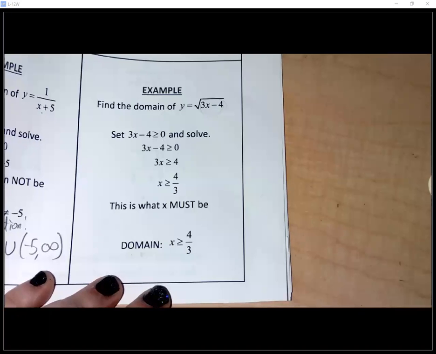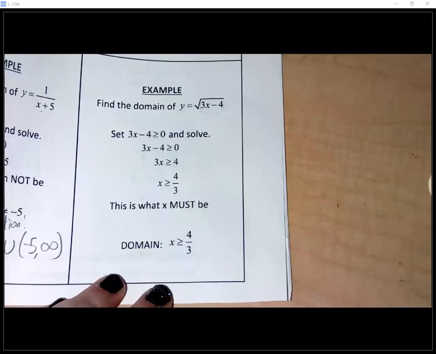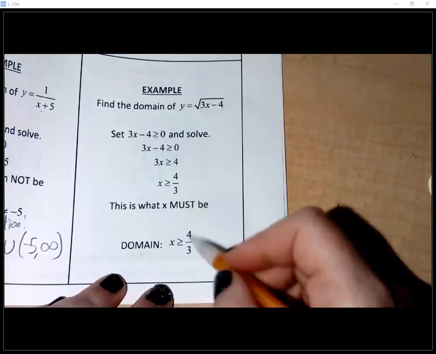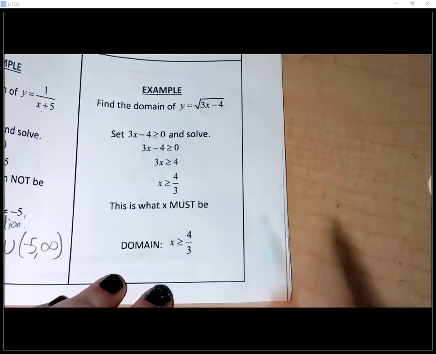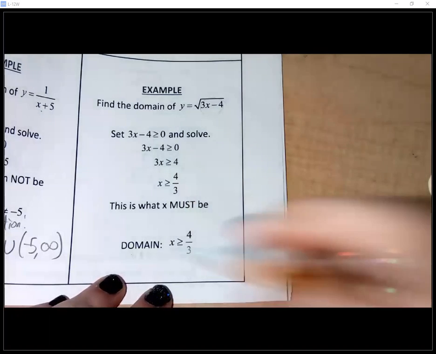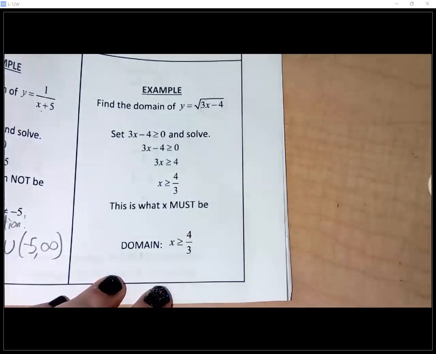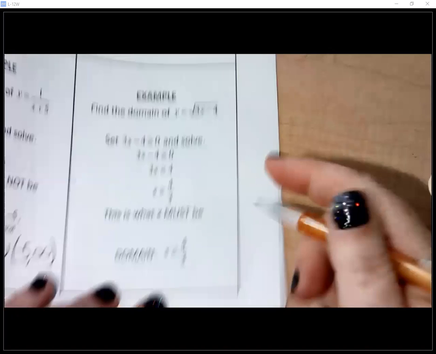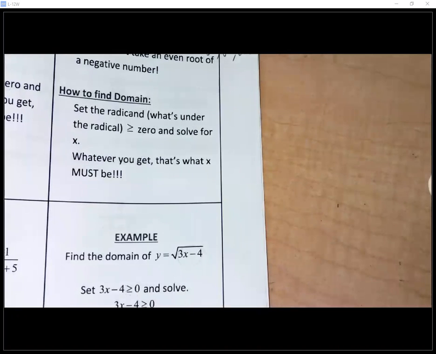If you tried to plug in something that was not in this domain, so let's plug in something that's not greater than or equal to, let's just plug in 1, right? 1 would not be in this domain, correct? 1 is not greater than or equal to 4/3, right? Look what happens. Go back to the example. Plug in 1. Look what happens.